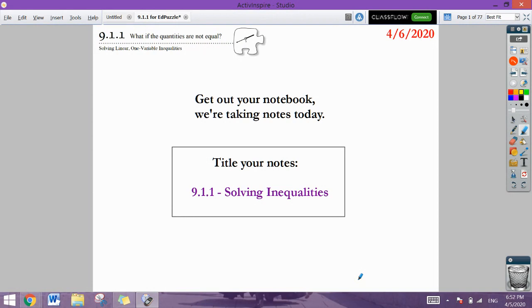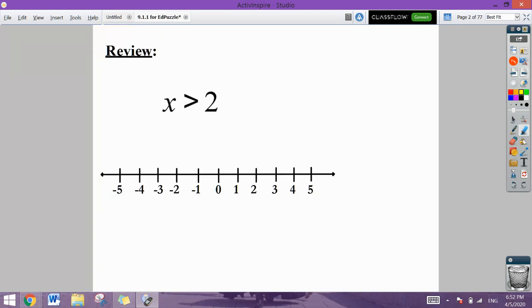Okay. So let's go ahead and title our notes 9.1.1. 9.1.1 Solving Inequalities. Okay, let's get started. So let's look at this from last week. Last week is when we started inequalities, right? So we have an inequality here that says x is greater than 2. Go ahead and copy that down.